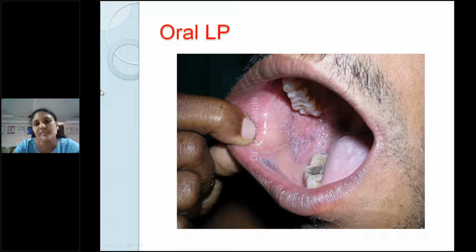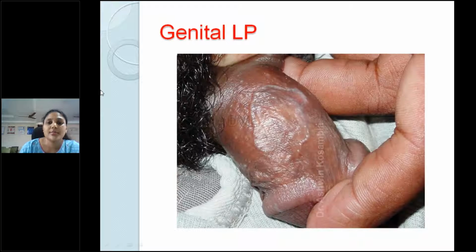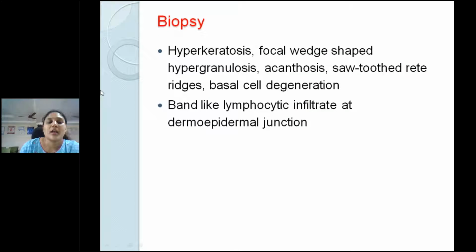This is a picture of the typical white lace-like pattern present over the buccal mucosa. This is one very common type of oral LP. And in this picture you can clearly see the lace-like pattern of lichen planus. This is the genitalia of the male, like I told you, brown annular. You can see the margin clearly. This annular type of genital LP is common in males. And these are the various types.